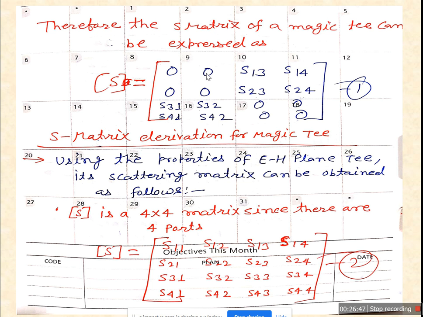So in the S matrix you can put these four zeros. S11, S12, S21, S22, S33, S34, S43, S44. S12, S21, S34 and S43 are 0. S11, S22, S33 and S44 are also 0. That means the junction is perfectly matched. Now go for the S matrix derivation. The 4 by 4 matrix, simply write like this.